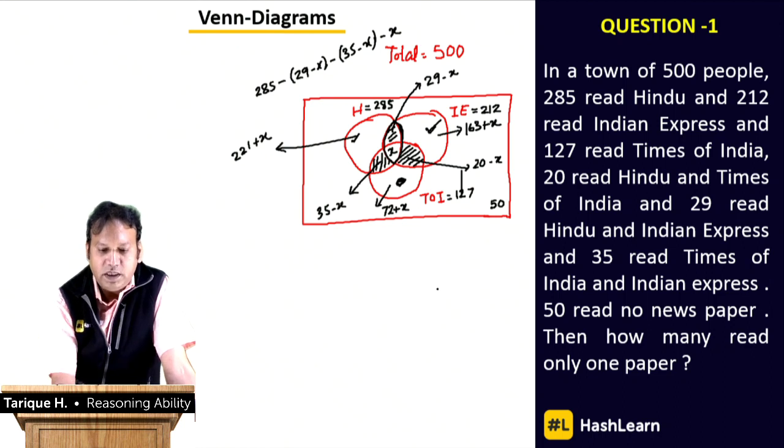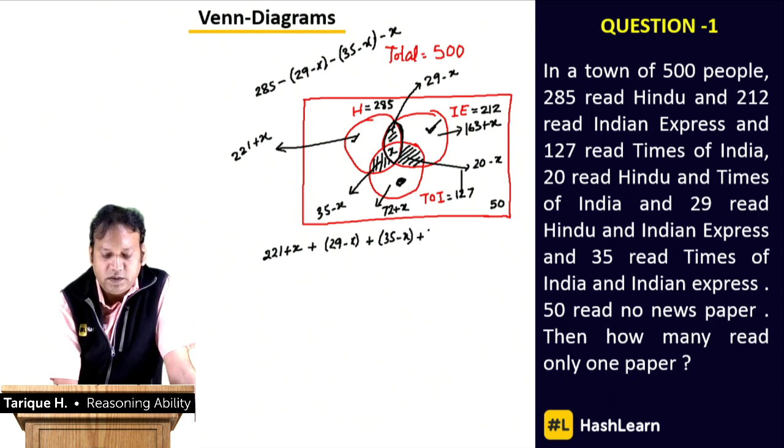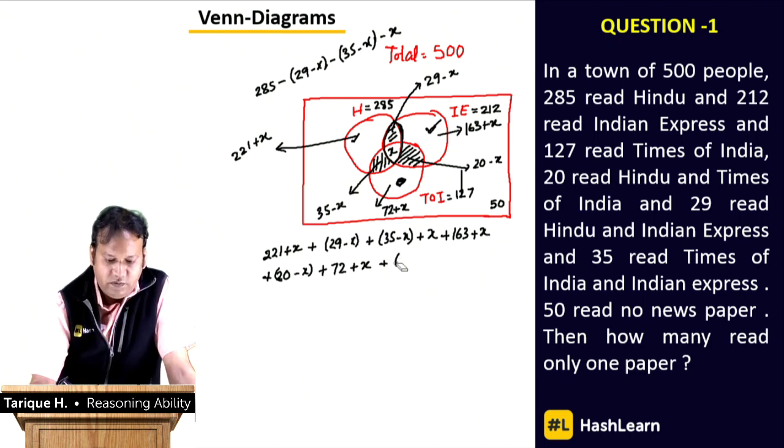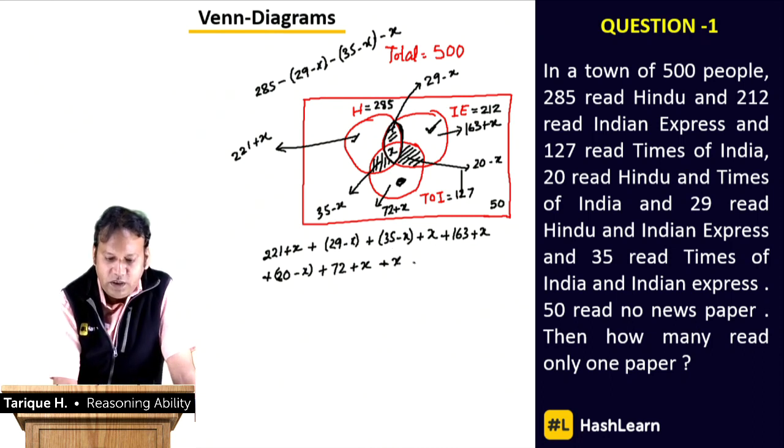Okay. Now let's understand, we have so many different values here, 221 plus x, and then we have plus 29 minus x, plus 35 minus x, plus x with this value, plus 163 plus x. Then we can also add this 20 minus x here, plus 72 plus x, plus 35 minus x already we have taken, so let's just remove this. Okay, fine. And then finally we'll add x, and this total should be equal to 450.